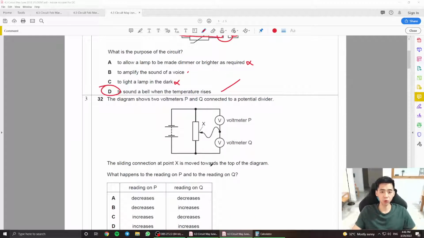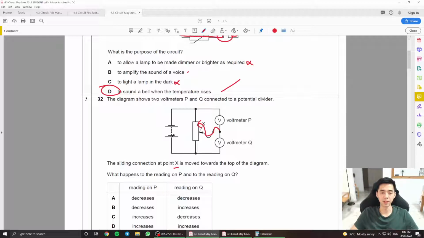The diagram shows 2 voltmeters P and Q connected to a potential divider. The sliding connection at point X moves towards the top. So you can see that this sliding connector is moving towards the top here. What happens to the reading? Now, whenever you're dealing with all these potential divider questions, you have to be careful of where the positive side of the battery is.